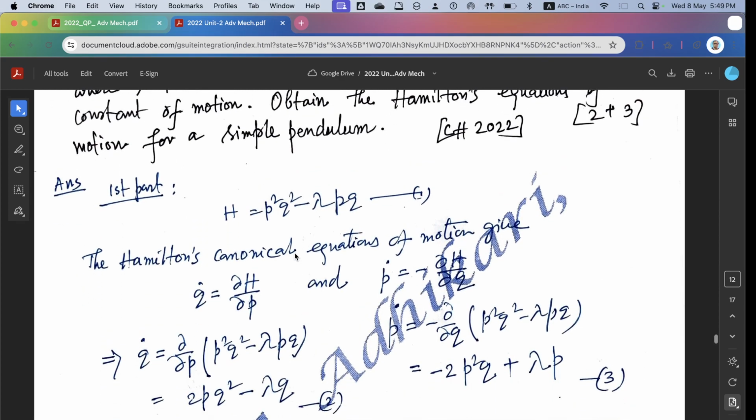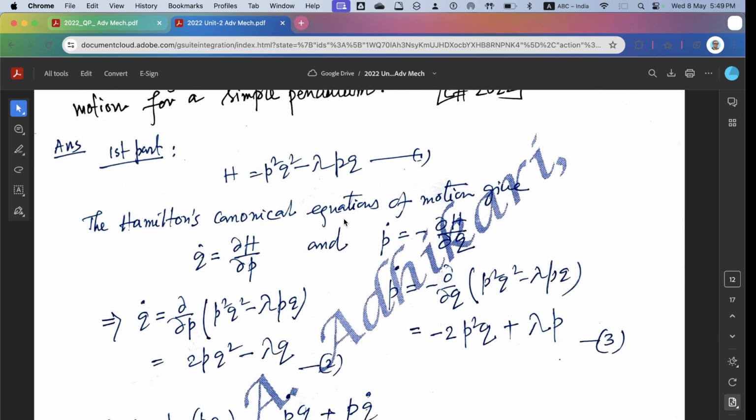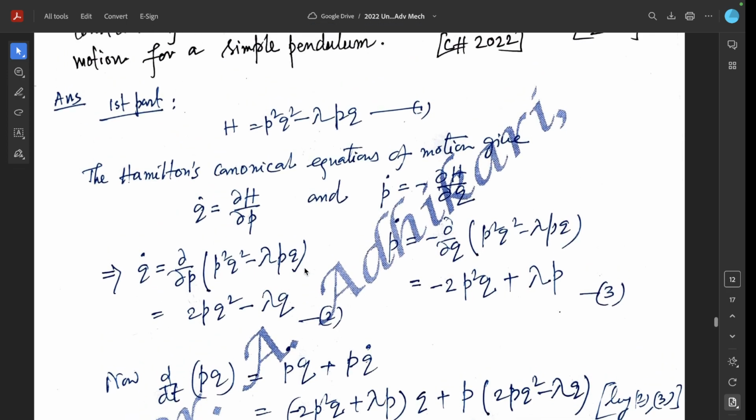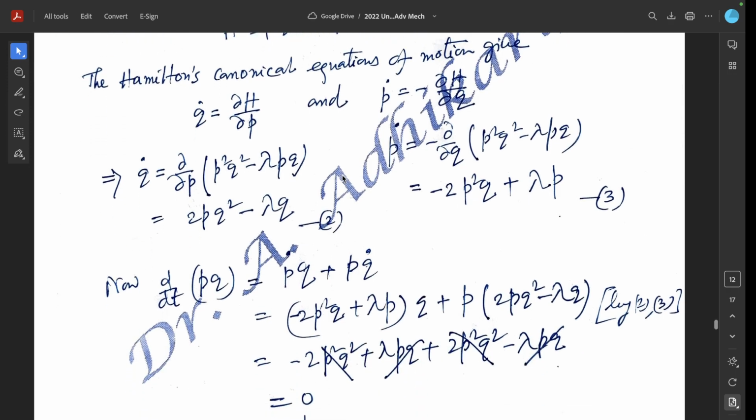Now the Hamiltonian H equals p squared q squared minus lambda pq. Hamilton's canonical equations of motion are given by q dot equals del H by del p, and p dot equals minus del H by del q. So differentiating partially with respect to p, we get q dot equals 2p q squared minus lambda q, and p dot equals minus del H by del q, which is minus 2p squared q plus lambda p.